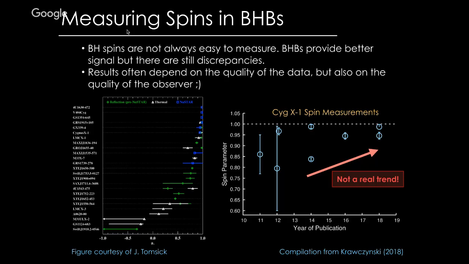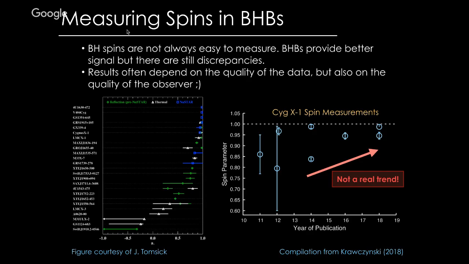There are still some cases, especially towards the lowest spin, that are difficult to measure because typically those are the ones where you see a narrower line. So you need better data in order to have a better constraint of the spin parameter.